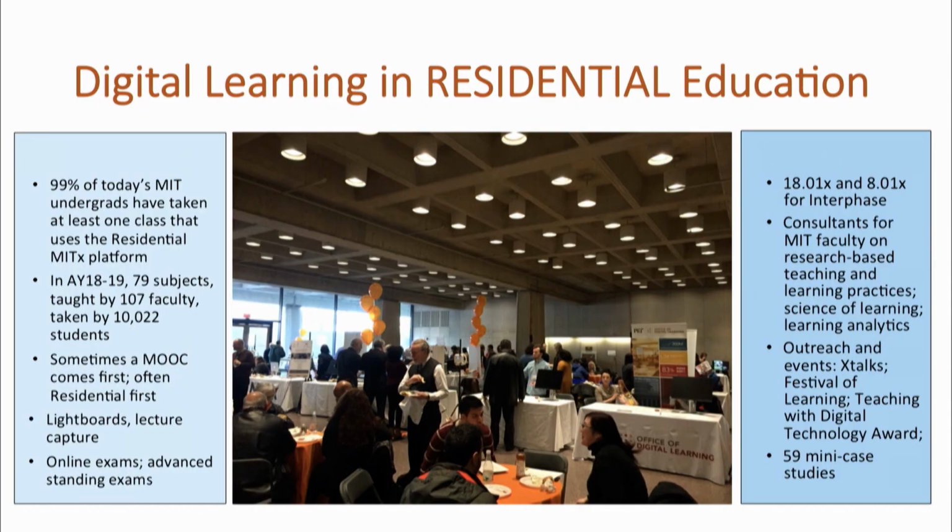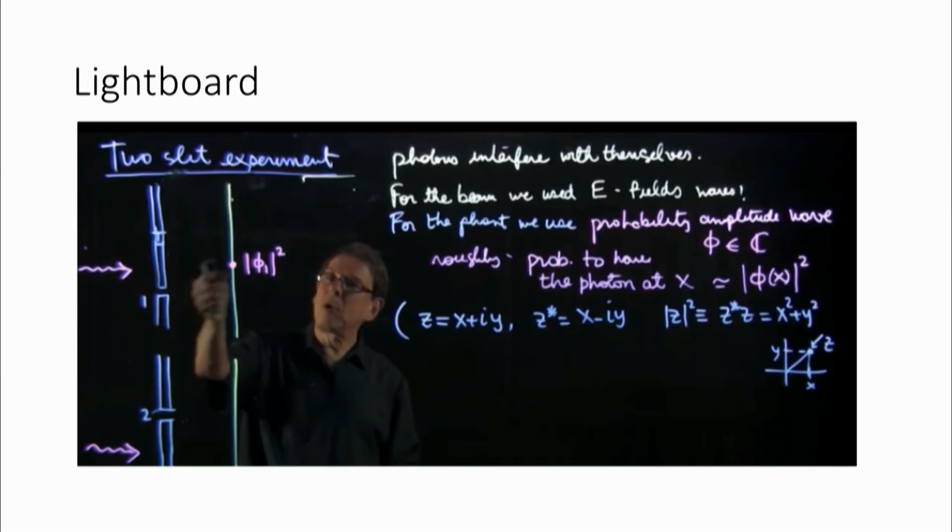So let me turn now to how we're using these tools to make MIT's education on campus for MIT's students better. As I already mentioned, 99% of today's MIT undergrads have taken at least one class that uses our private version of the MITx platform. I think I've said many of the things on this slide already. I'm going to give examples in a second. I will just say that one of the things that our residential group does is to make 2 Lightboards available at 2 different places on campus. You saw those in the video.